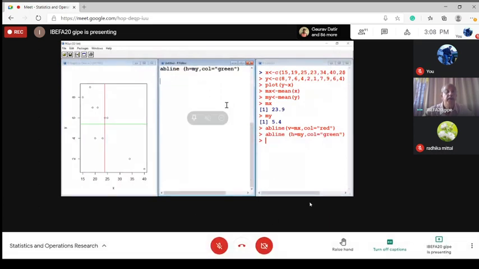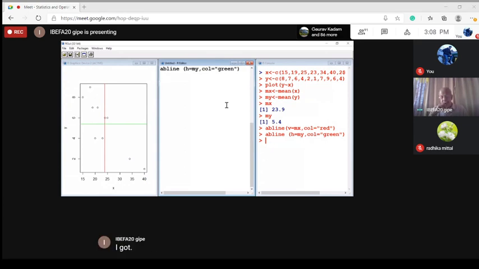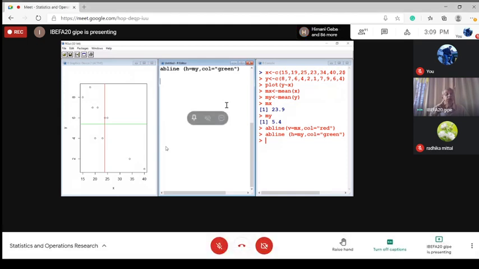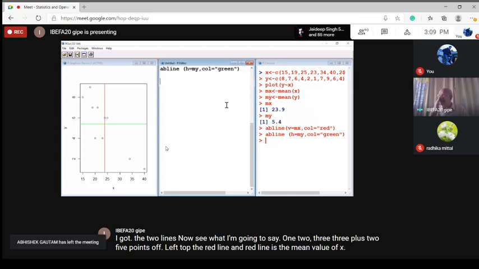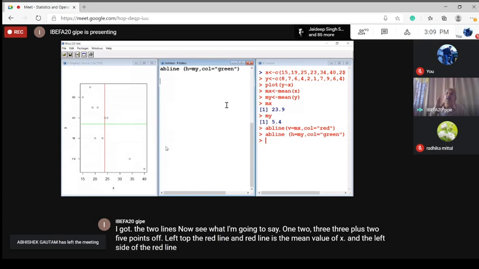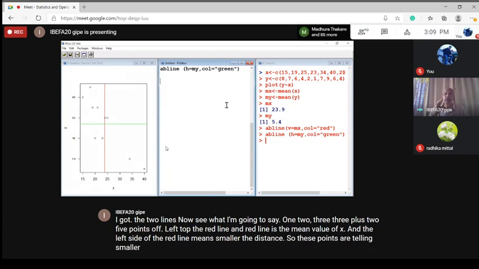I got the two lines. Now see what I'm going to say. 1, 2, 3, 3 plus 2, 5 points are left of the red line, and the red line is the mean value of x. The left side of the red line means smaller the distance. So these points are telling that the smaller the distance, the more customers are coming to the shopping center.